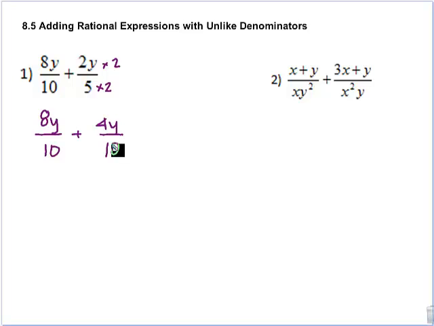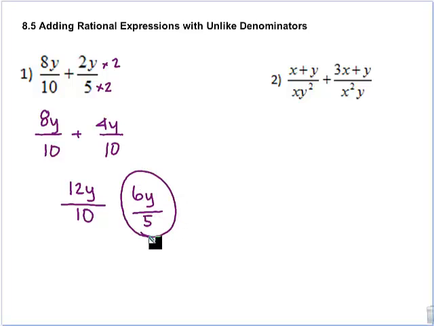So now we have 8y over 10 plus 4y over 10. Now they have the same denominator, so we can combine. What's 8y plus 4y? Yep. So now we've got 12y over 10. And can 12 over 10 simplify? To 6 over 5. So this would be 6y over 5. Is that okay? All right, now let's put some variables in there because we're not just going to work with numbers, we're going to work with variables.